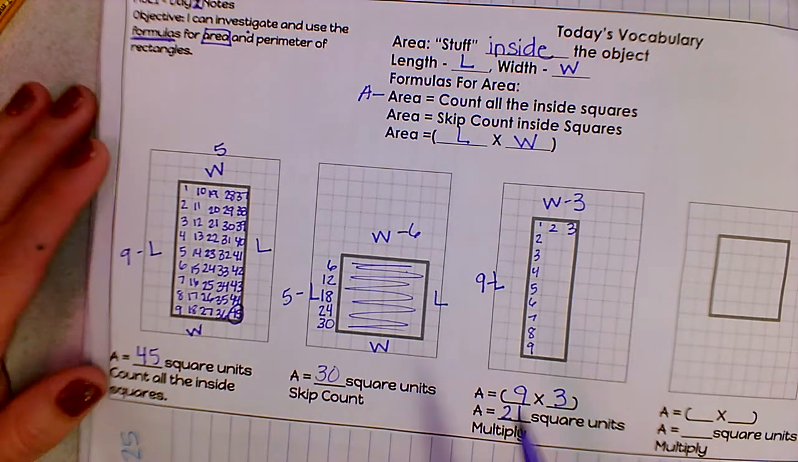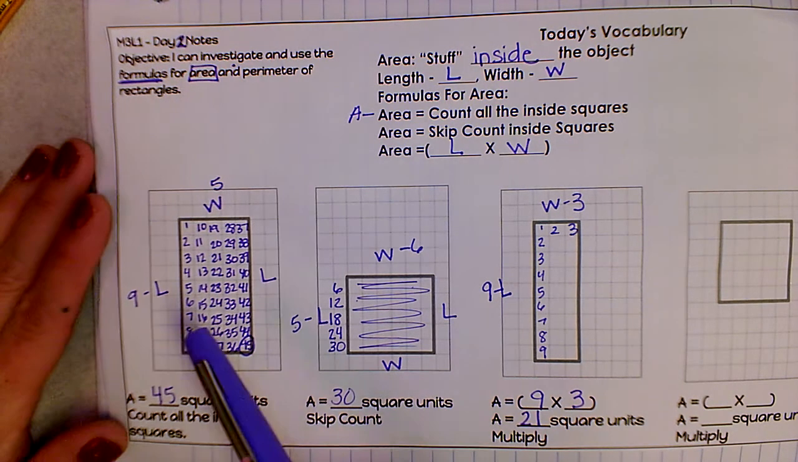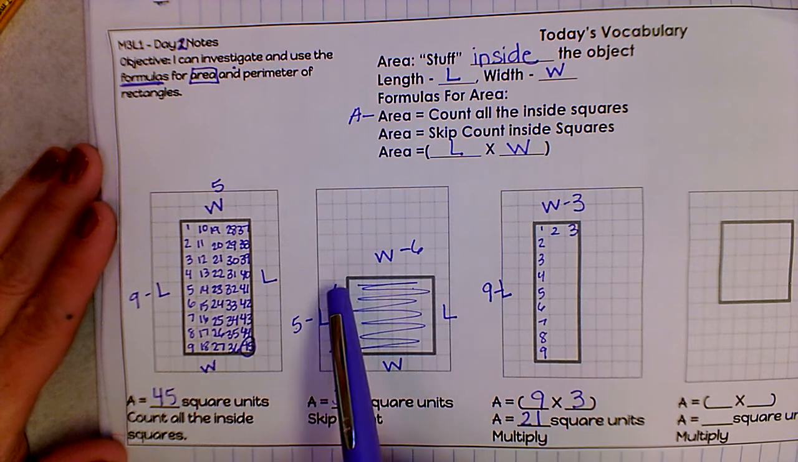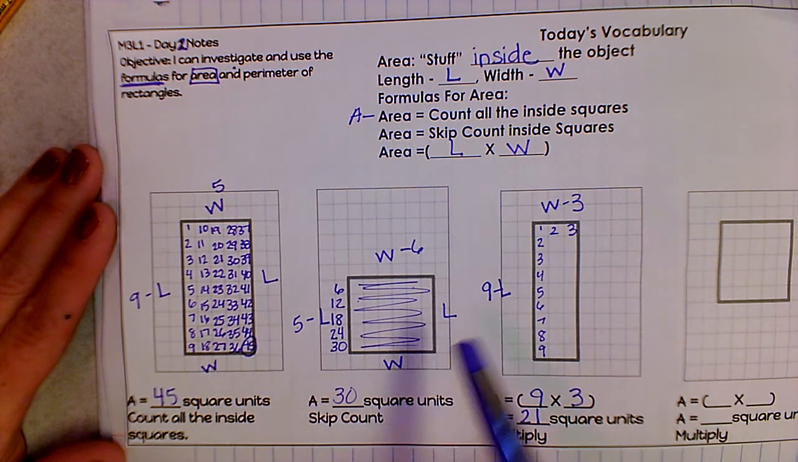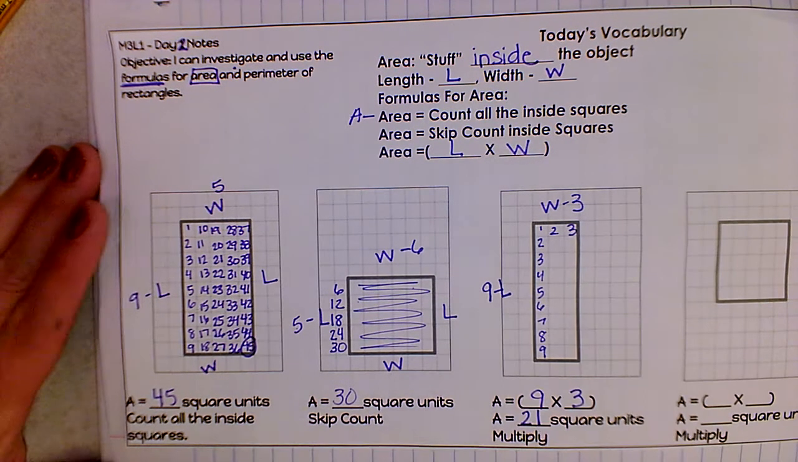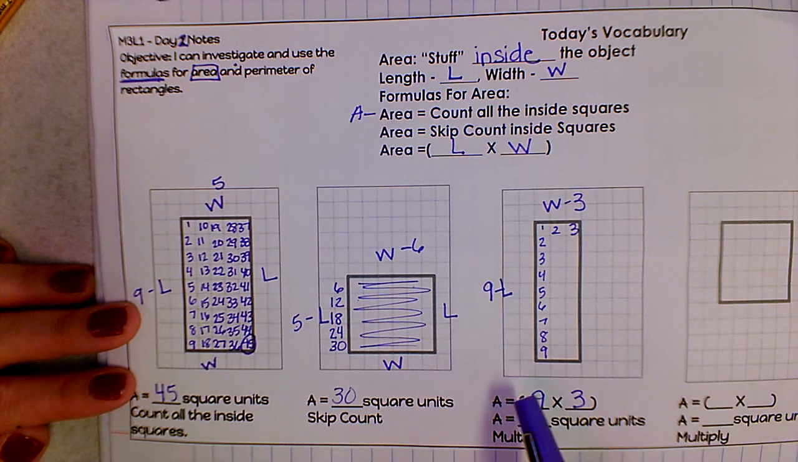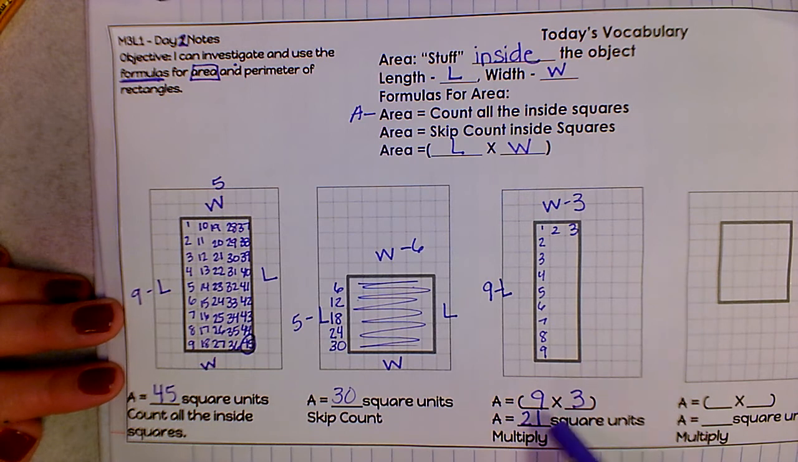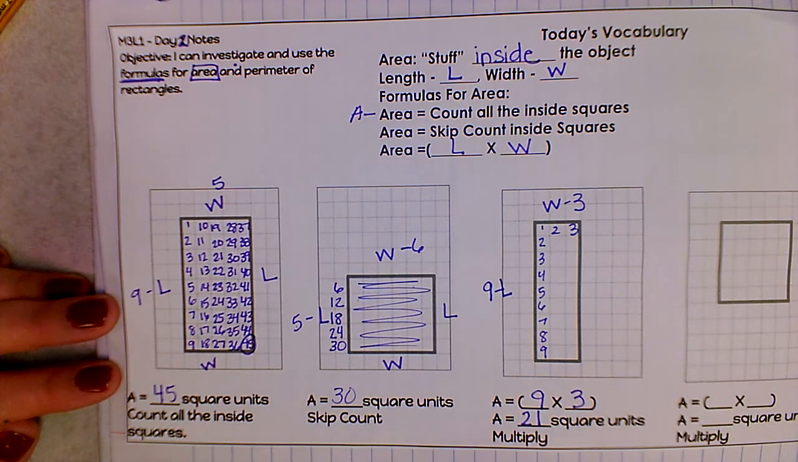Okay, so I want you to talk about which one was a lot faster. Was it counting each square? 1, 2, 3, 4, 5, 6, 7, 8, 9, 10. Was it skip counting? 6, 12, 18, 24, 30. Or was it just multiplying 9, the length, times the width? Talk to your partner. Say it out loud. If you said just multiplying the length times the width, you're correct. It is much easier there. Remember, when I marked my units, it was square units because we're inside.